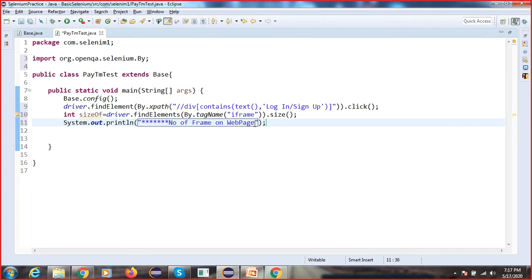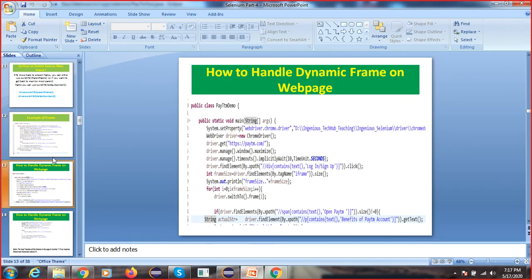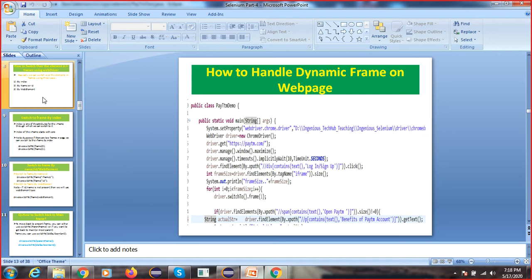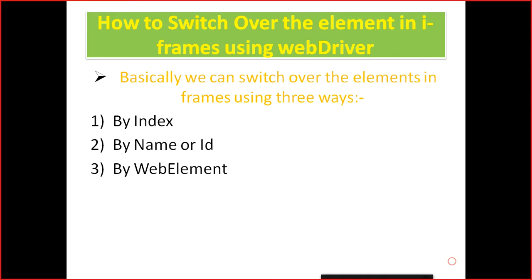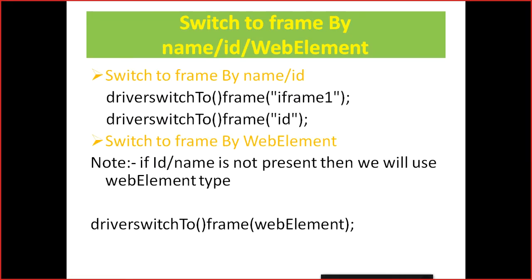Okay, so let's see. I will print the number of frames. Here we already discussed in the last session how to switch on the frame. I will go back a little bit to remind you. So this is how to handle the frame. To switch on the frame, we can use index, name, id, and web element. These are driver.switchTo().frame. Like that we can switch.